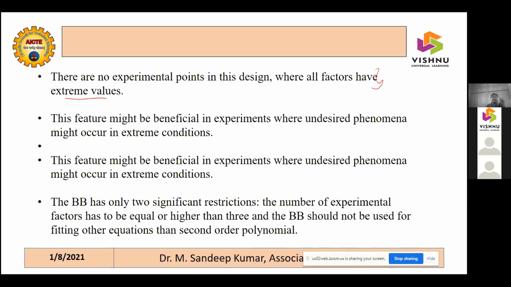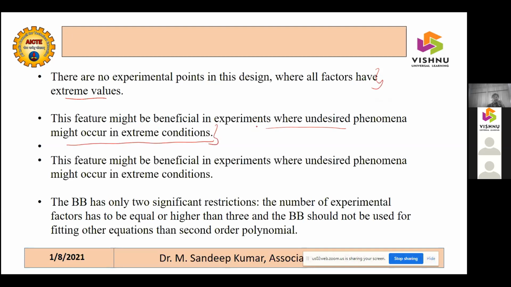As a researcher, you have to decide. In Box-Behnken design you don't have run orders at extreme conditions, and I'll show you this. In CCD, central composite design, you can conduct experiments at extreme conditions. But in Box-Behnken design you can't, because you know that there are worst conditions and the experiment may fail. So this feature might be beneficial in experiments where undesired phenomena might occur in extreme conditions.